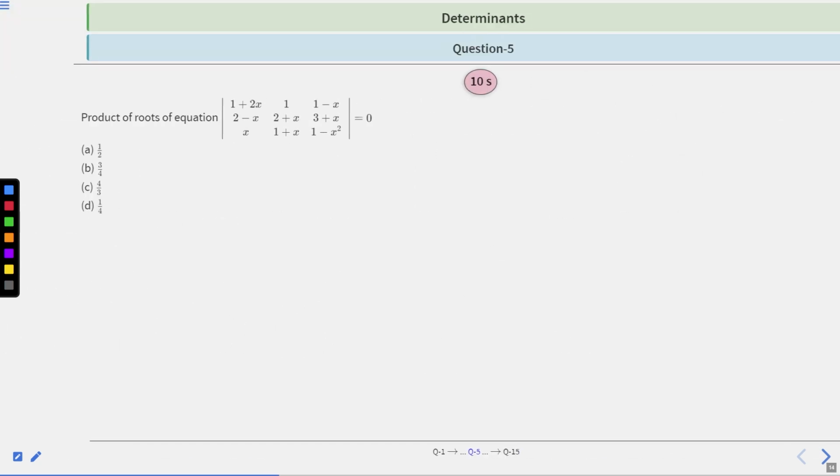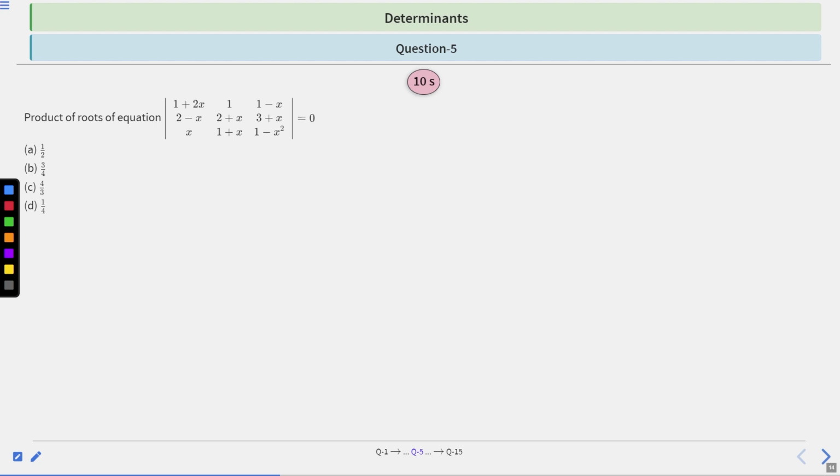Okay, let's move to the next question. Question number 5. The product of roots of the equation given by determinant value of this equal to 0. Right. So we have to find the product of roots of the equation found by doing determinant value of this equal to 0. You have 10 seconds to solve this question. After 10 seconds, we will discuss the solution.